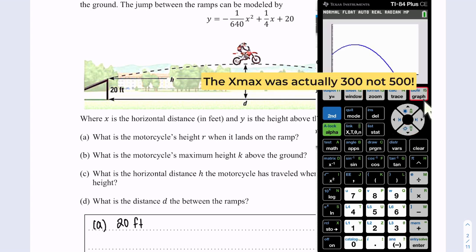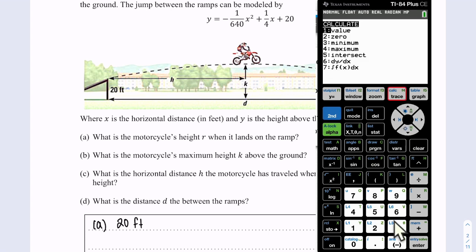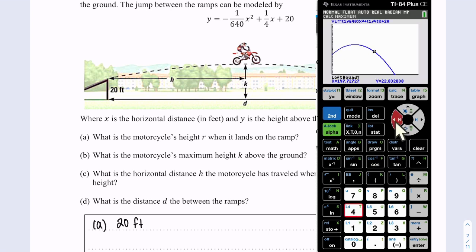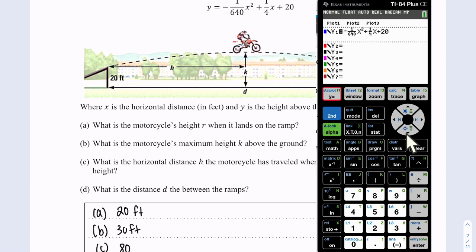So once we have a nice window setting here, we can then go to second calc, look for the maximum, and then identify the coordinates of our vertex here. Okay, so we can see from here that the maximum height is 30 feet. And the horizontal distance when it reaches the maximum height is going to be 80 feet.